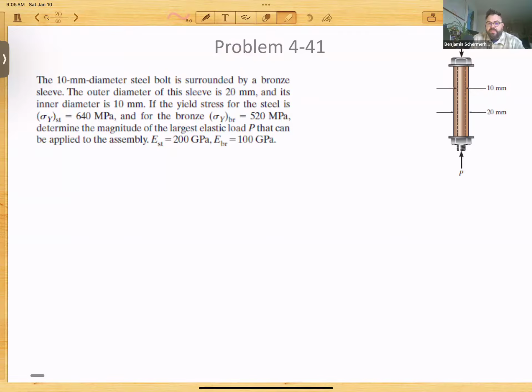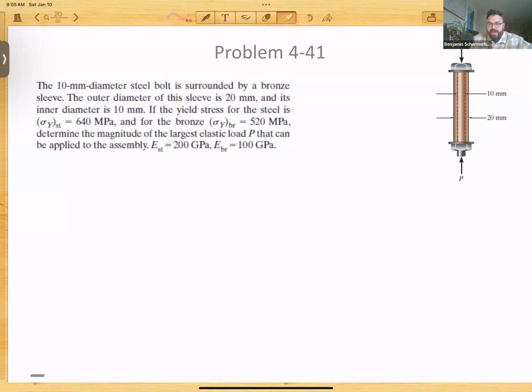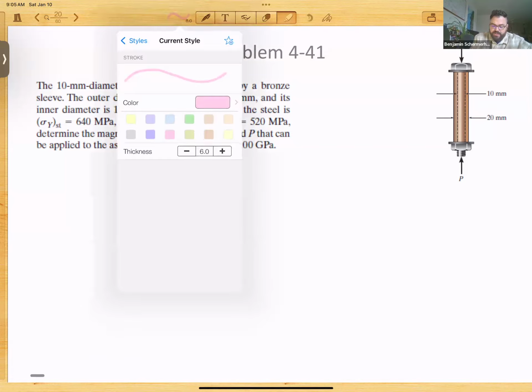we have the modulus of elasticity for steel is 200 gigapascals, and the modulus of elasticity for bronze is 100 gigapascals. So you can just see here a very simple picture of this bolt covered by this bronze sleeve. There's a compressive force P on both sides pushing in. So this is similar to all of the problems that we've been looking at so far with static indeterminacy, except for the fact that it's got two materials, which is our thing for today.